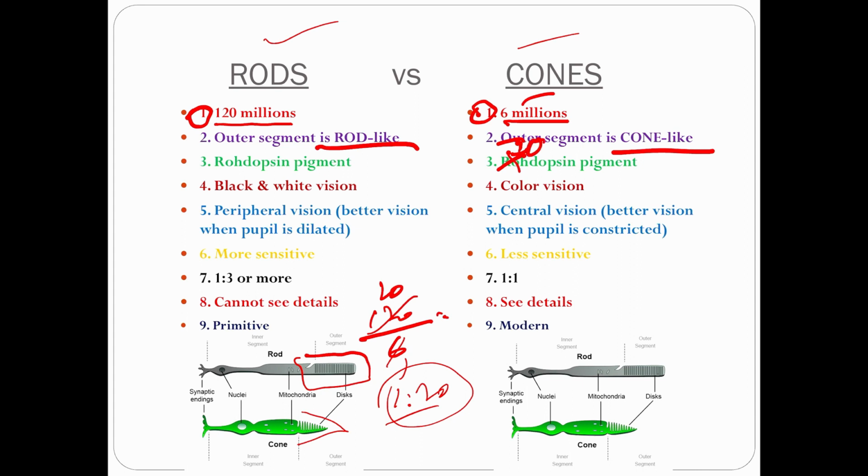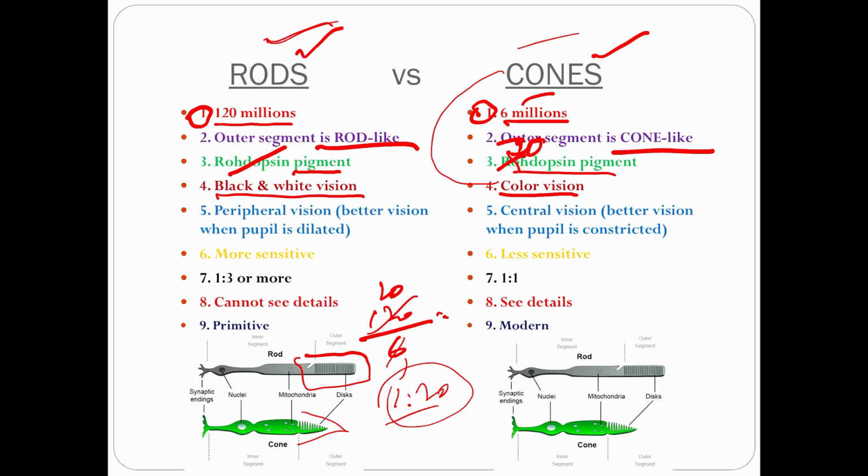The visual pigment in the rods is called rhodopsin, but in the cones it is called iodopsin. Rods register black and white vision, but the cones have color vision. That is why, when you go into a dark room, you can see things and their margins, but you will not see the colors. In dim light it is the work of the rods, but the cones are for color vision.